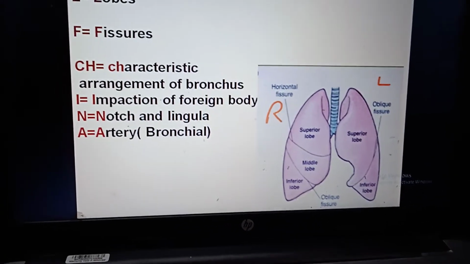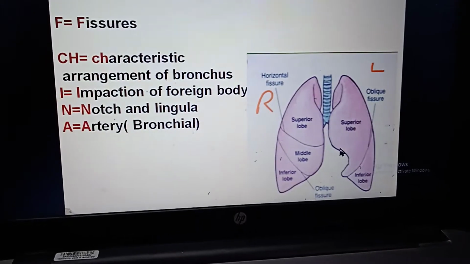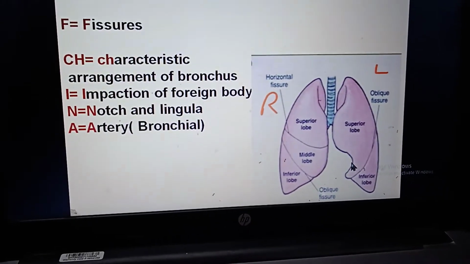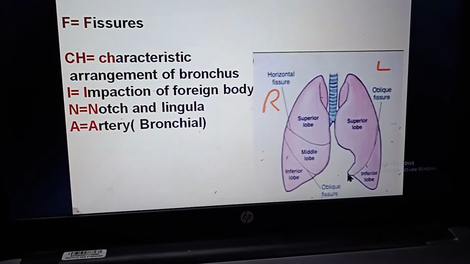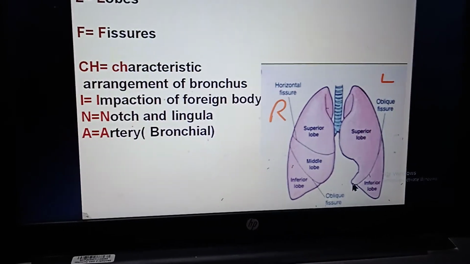Another one is notch and lingula. That is, in left lung there is cardiac notch, and just below that a tongue-like protrusion, this is lingula, which is present only in case of left lung.